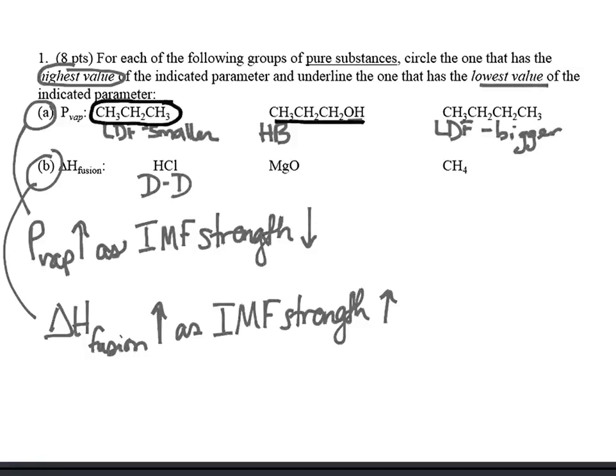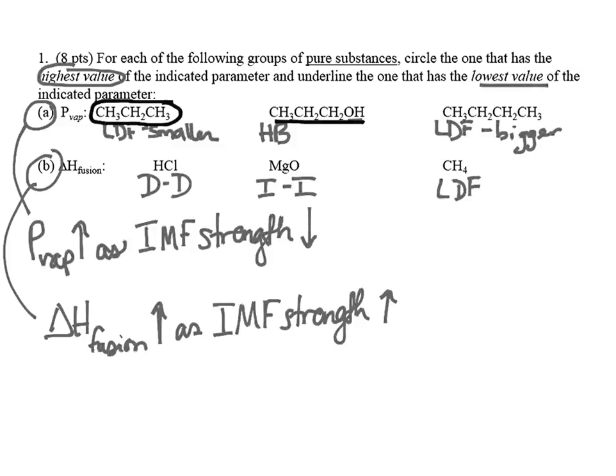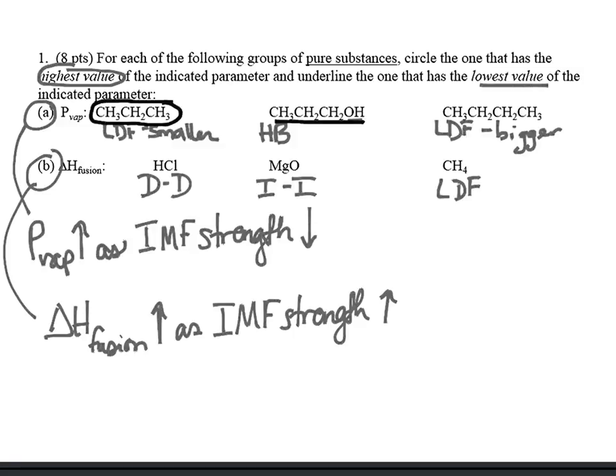And so the first molecule, HCl, is polar, but it cannot hydrogen bond. And so that molecule, HCl, exhibits dipole-dipole interactions. Magnesium oxide exhibits ion-ion interactions, or ionic bonding. And methane is nonpolar, so only London dispersion forces. Of those 3, ion-ion interactions are the strongest, so magnesium oxide will have the highest heat of fusion.